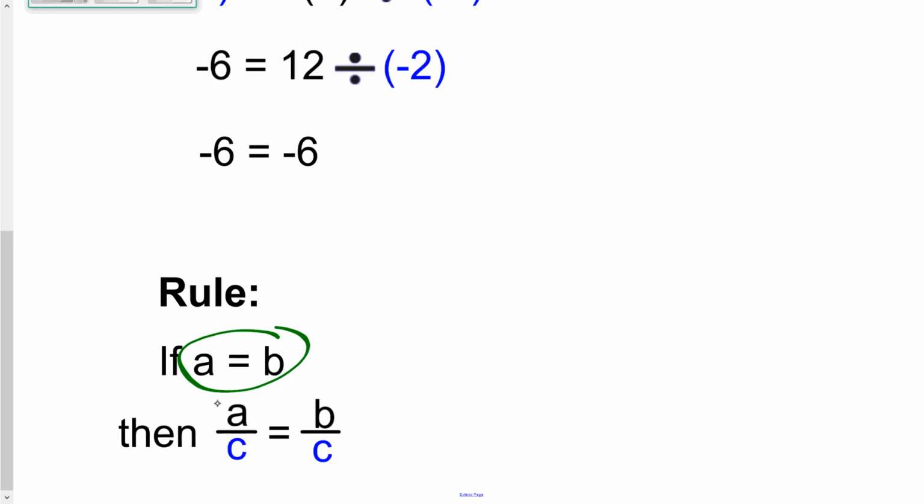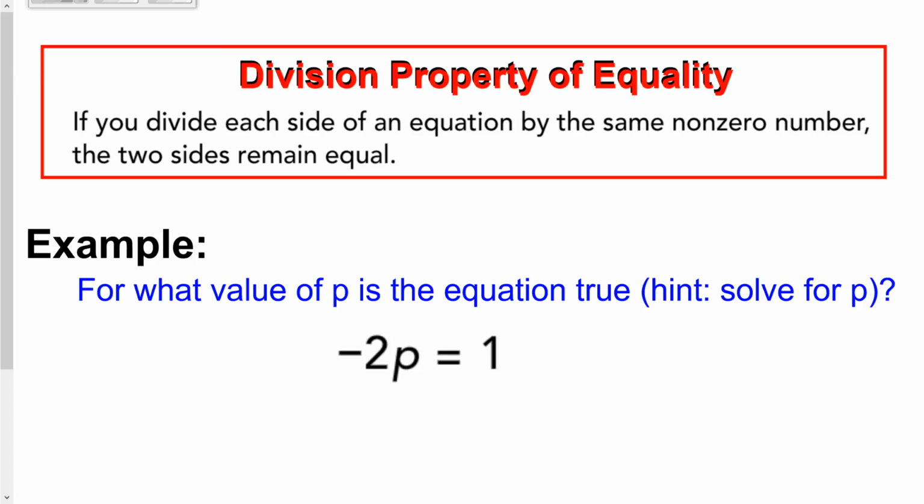Anyways, so the rule to this is if A equals B, then if you divide both sides by C, it remains equal as long as C does not equal 0. Okay. In other words, you just can't divide by 0. Divide both sides by whatever number you want, just not by 0. So let's take a look at an example here where we can use this.